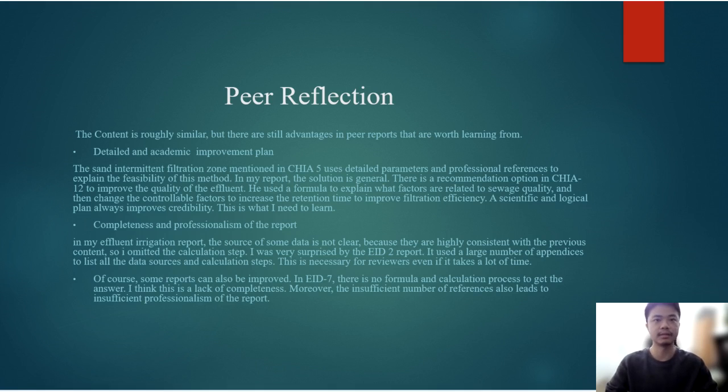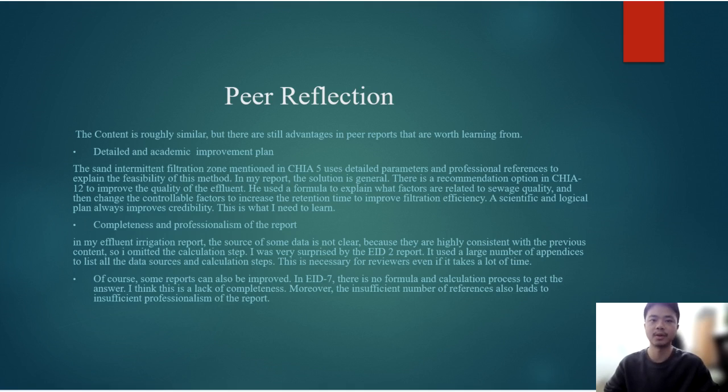The first is the detailed and academic improvement plan. The sand intermittent filtration zone mentioned in CHII Report 5 used detailed parameters and professional references to explain the feasibility of this method. In my report, the solution is really just general.